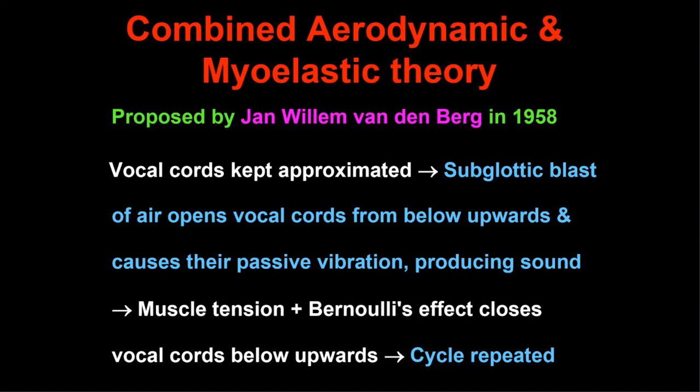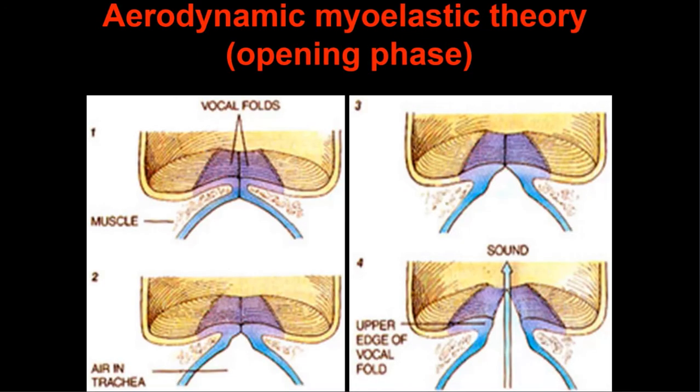There is one theory which explains the voice production, that is called the combined aerodynamic and myoelastic theory. So the vocal cords are kept approximated. That means that is the adductor position of the vocal cords. There is a subglottic blast of air which opens the vocal cord from below upwards. Then it causes their passive vibration and produces the sound. So like this, from below upwards.